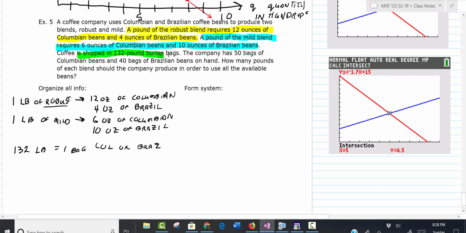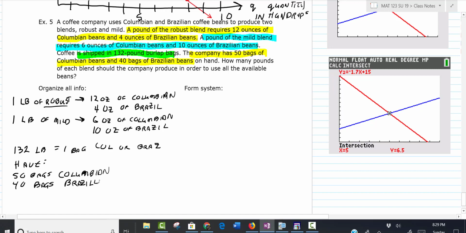Okay, so we got that piece of information there, and I'll just kind of start over again. The company has this, so let's just write that down. So we have 50 bags of the Colombian beans, and we have 40 bags of the Brazilian beans.